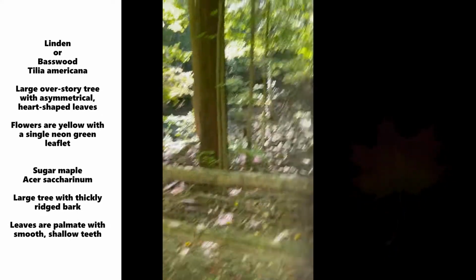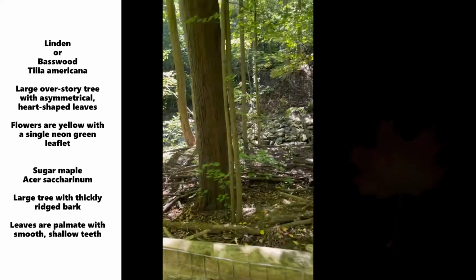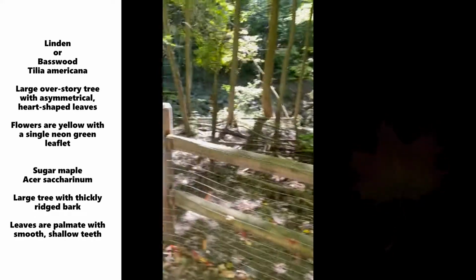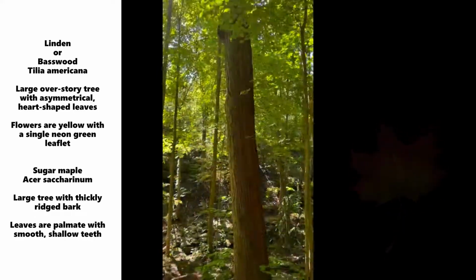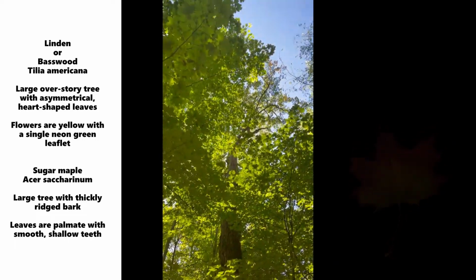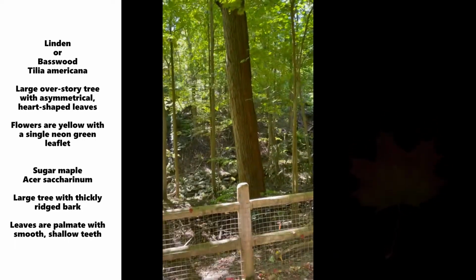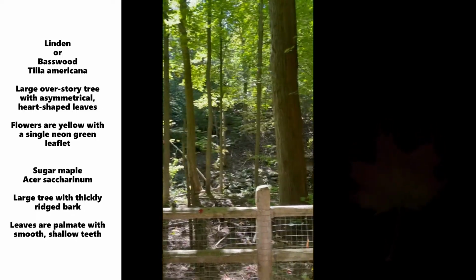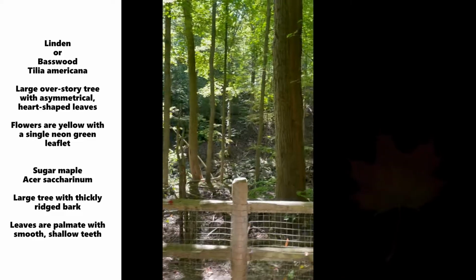So now that we've discussed the understory and some of the smaller mid-story trees, we can move on to the giants of the forest. One of them being this gorgeous basswood or linden, Tilia americana. It is one of the trees that grows in the overstory. It provides shade and protection for all the plants underneath.